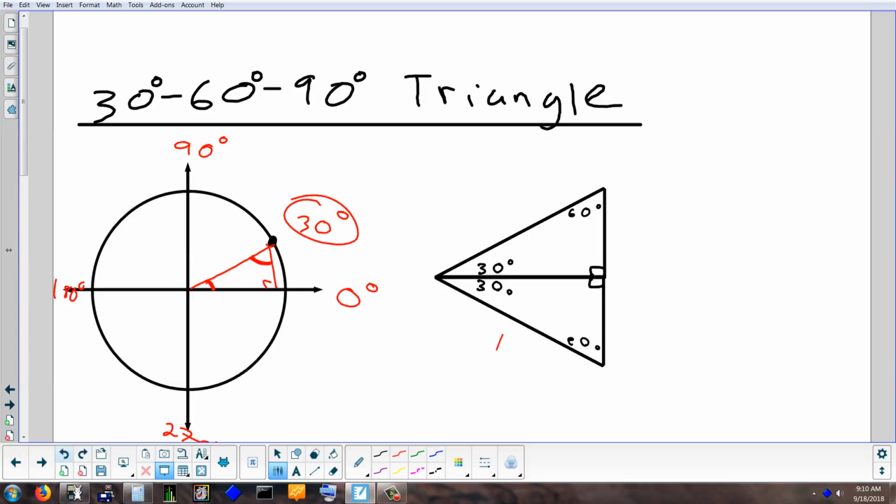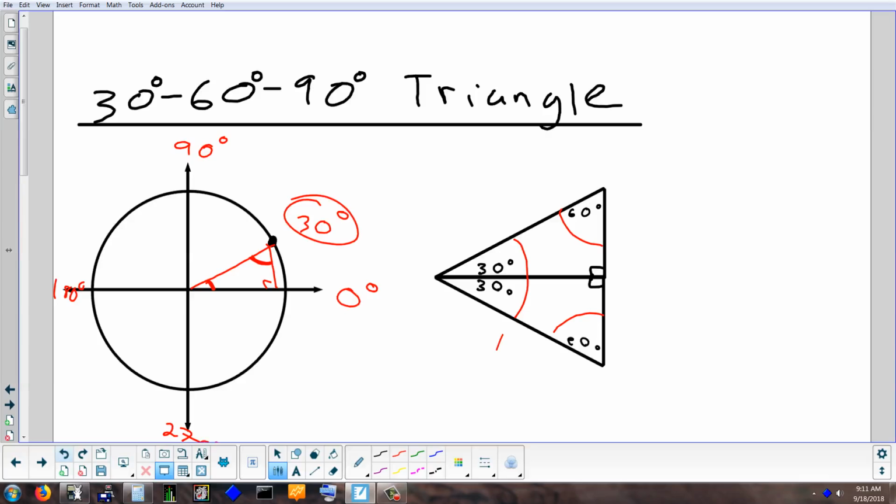If you look at what I just made there, what do I have? Well, what shape did I just make? A triangle. A bigger triangle. What kind of triangle? An equilateral. That's important. It's equilateral because this is 60, 30 and 30, 60 and 60. So what does that mean? An equilateral triangle, what's special about that?